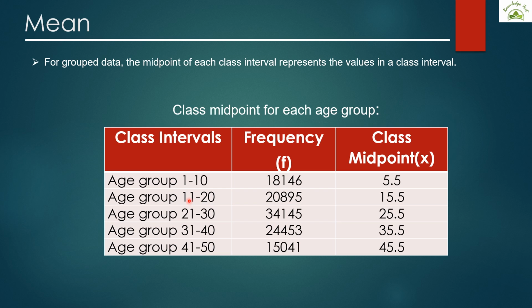So you have to sum the first point and the second point and then divide by 2. Understand? So for the second class interval, 11 plus 20 divided by 2, which is 15.5. In that way, I have calculated the class midpoint for each of the class intervals. Fine.